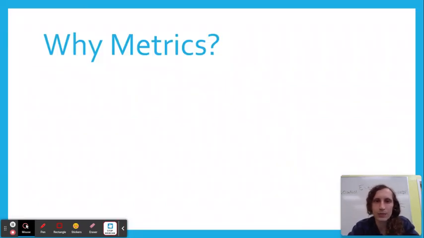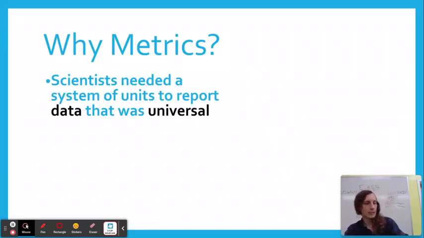So why is the metric system relevant? Well, scientists have to communicate things with one another, and we needed a system of units to report data that was universal. So you probably know by now, but we use inches and feet in the US, but everywhere else on the planet uses centimeters and meters because that is a universal system. So we're the odd one out, which makes it hard to communicate universal data with people from other countries often. But in science, even in the US, we use the metric system.